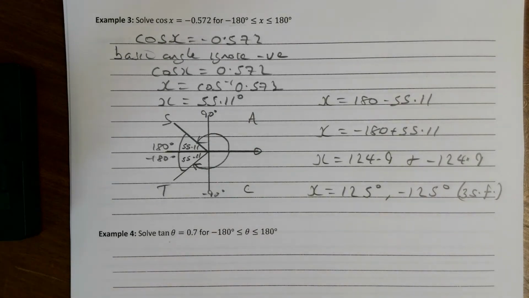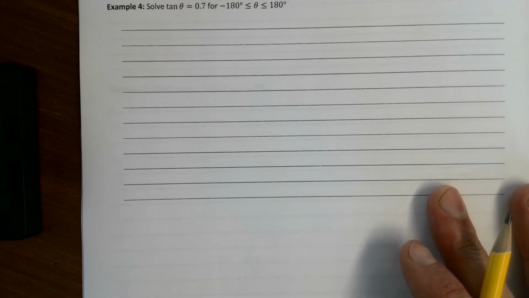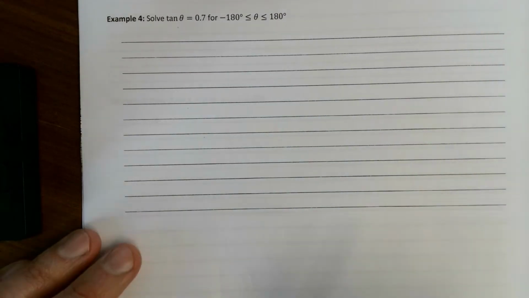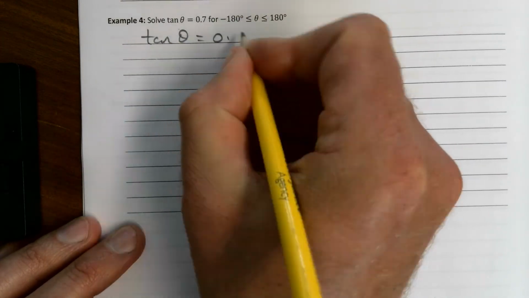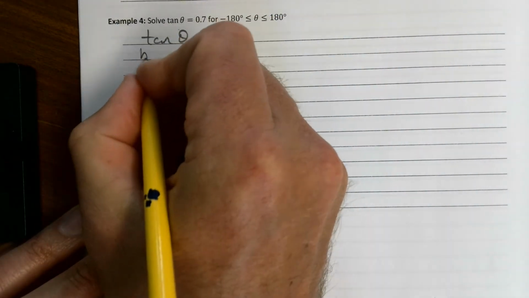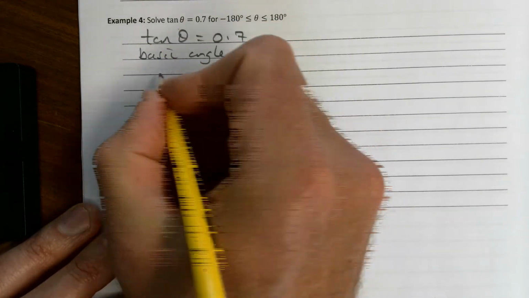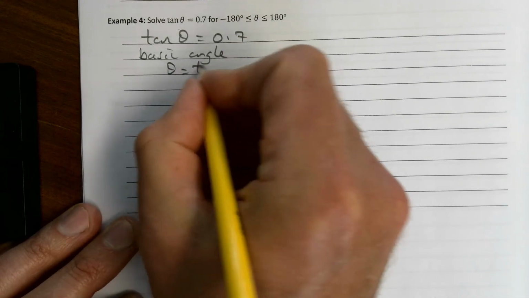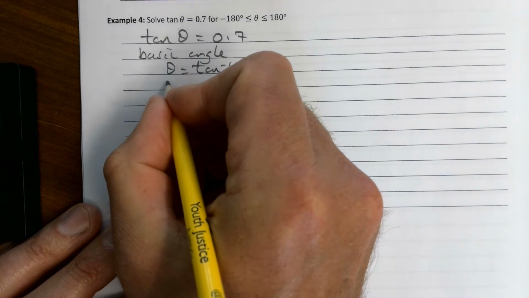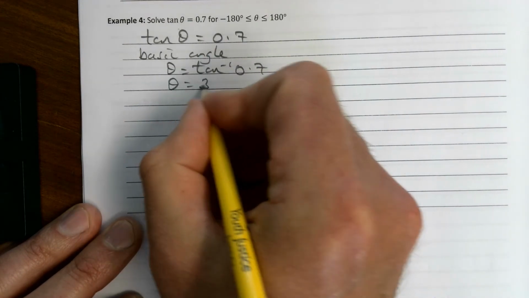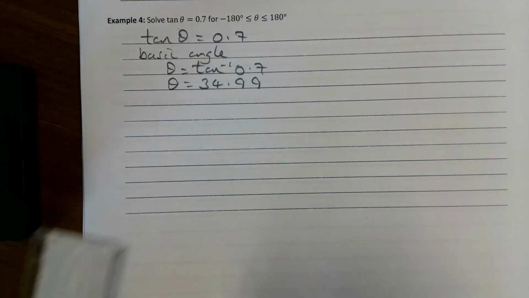Okay, let's take a look then at example 4. We have tan theta is 0.7 between minus 180 and 180. So let's write that down. Basic angle, and in this case then theta is going to be tan to the -1 of 0.7. You put that in your calculator, you'll get theta is 34.99. Time to draw then our cast diagram.